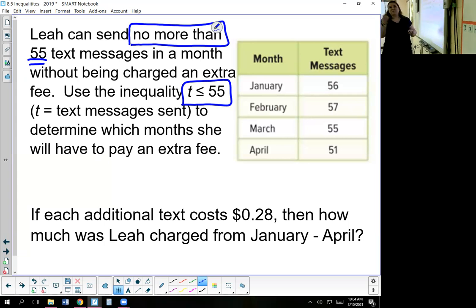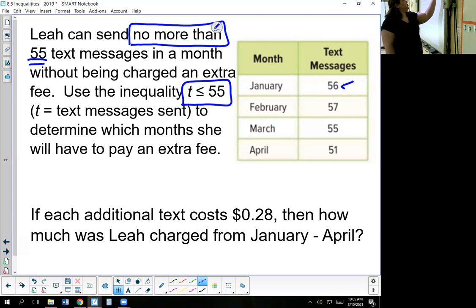So she is not allowed to text more than 55 messages. We know that's not the situation anymore because we have unlimited, but hypothetically speaking, think about this: I'm not allowed to have more than 30 kids in this class. Am I allowed to have 30? Yeah, I'm allowed to have 30. Can I have 31? No. But can I have 29? Yes. So that's why this one is less than or equal to. Because I'm allowed to have 55 without getting charged, but anything over that, I'm going to get charged.